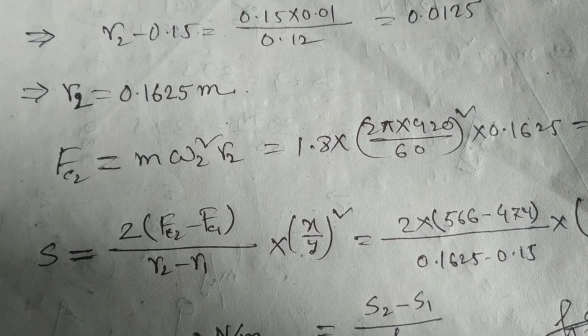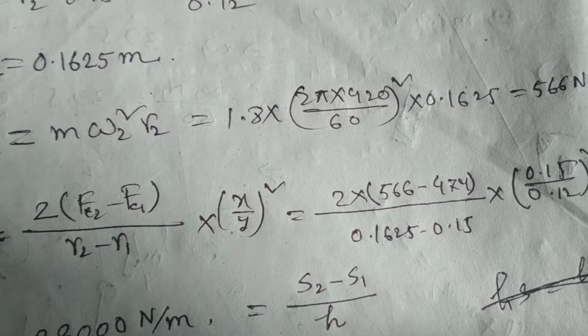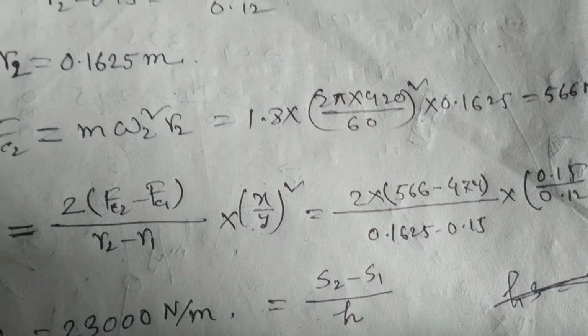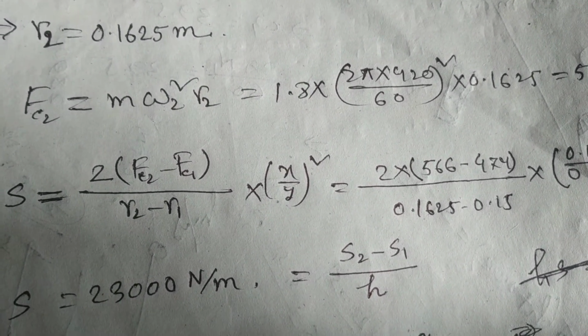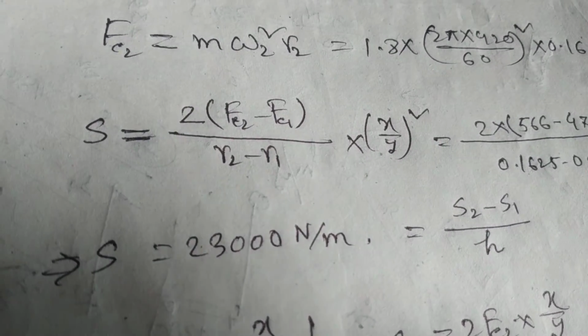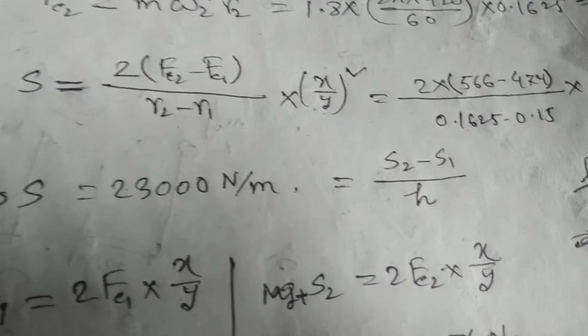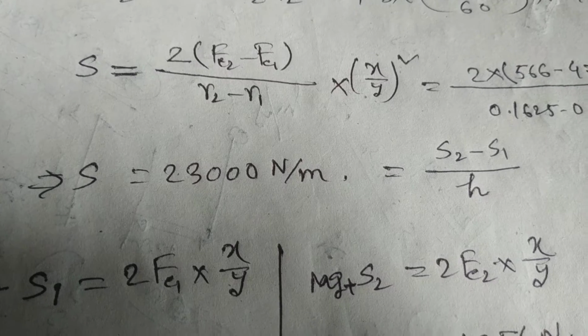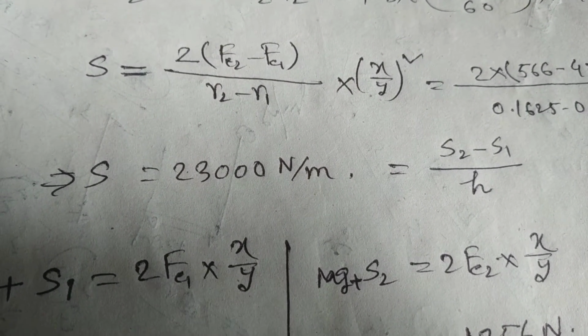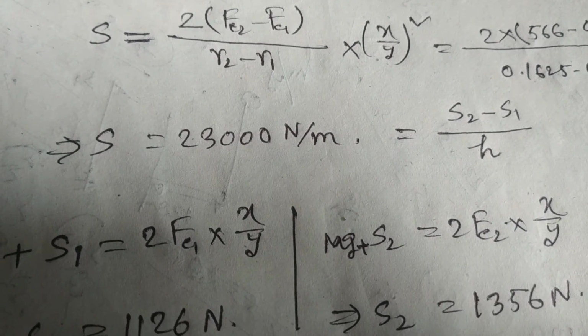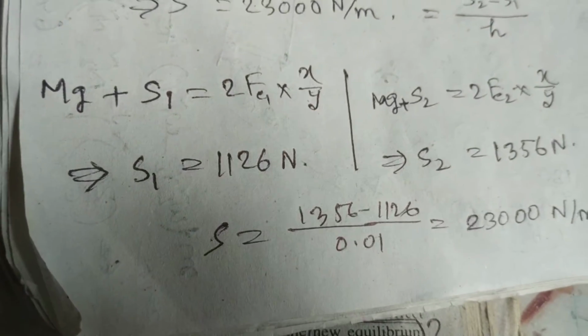Then I found out FC2, which is 566 Newton, and then just performing this equation, we got S, which is the stiffness of the spring, that is 23 Newton per millimeter, or 23,000 Newton per meter.